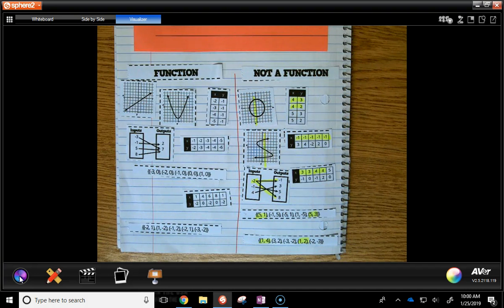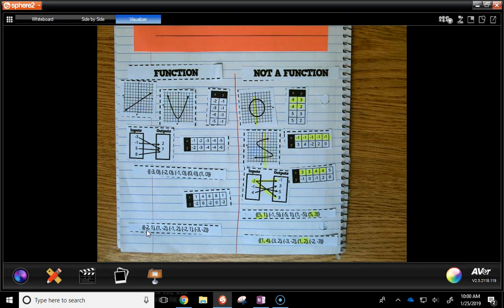You do notice that on this one, we have a -2, 1, and a -2, 1. That's still a function because the -2 went to 1. Even though it got repeated, -2 did not go to a different output. It went to the same output.